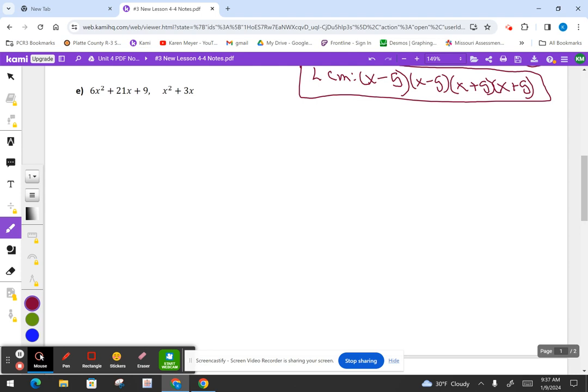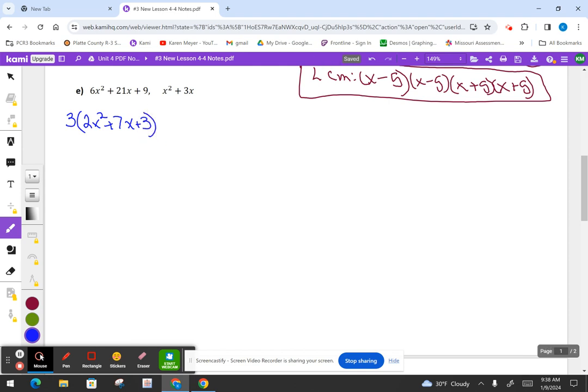And of course, on the last one, we're going to start with a GCF, and finally we get to say, yes, this problem has a GCF. So I would say each number is divisible by 3. So I'm going to take out a 3. That gives me 2x squared, plus 7x, and then plus 3.